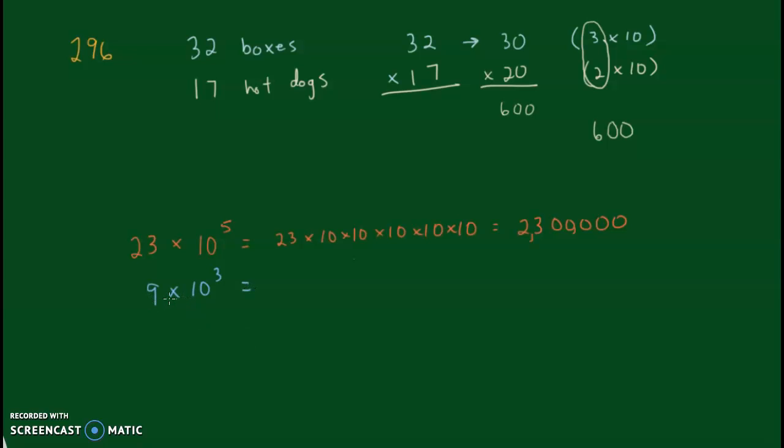Now, for a quicker way, let's say for this one we had 9 times 10 to the 3rd. A quicker way of thinking about it, well, 9 times 1 is 9, and then the exponent of 3 tells me I have to have 3 zeros. That gives me 9,000.